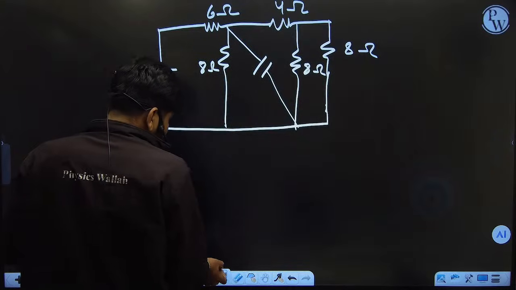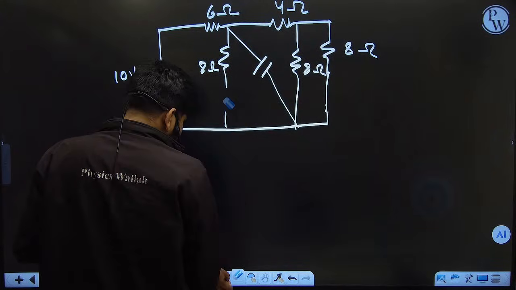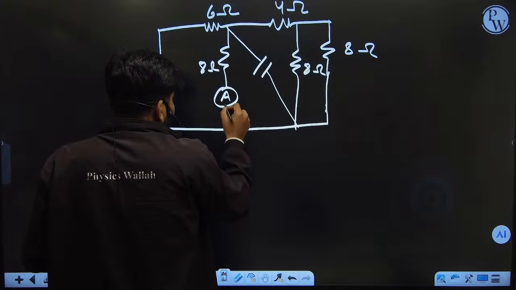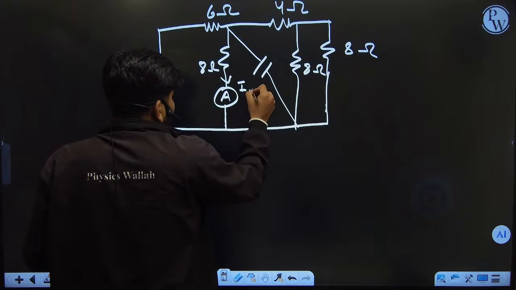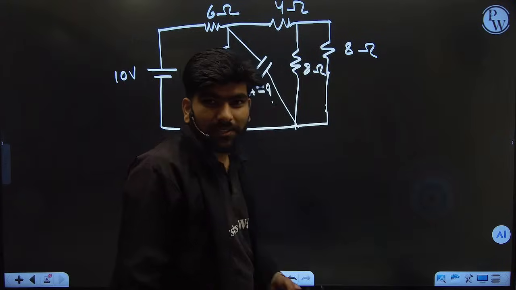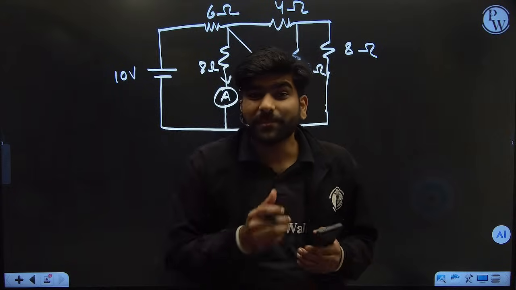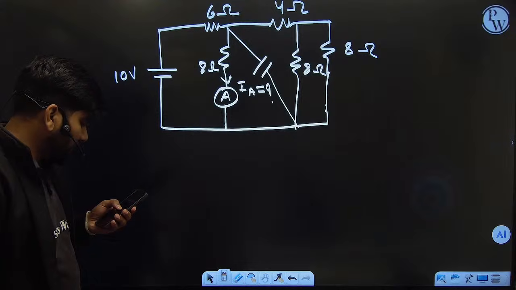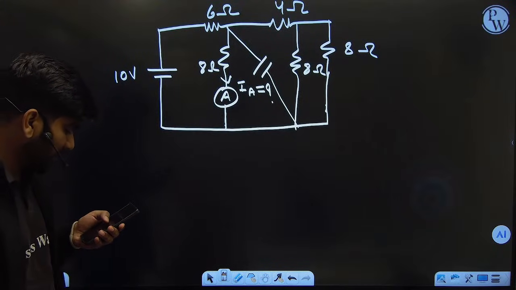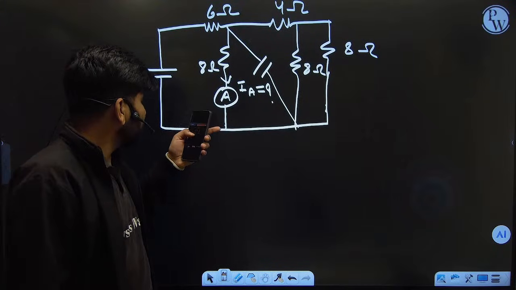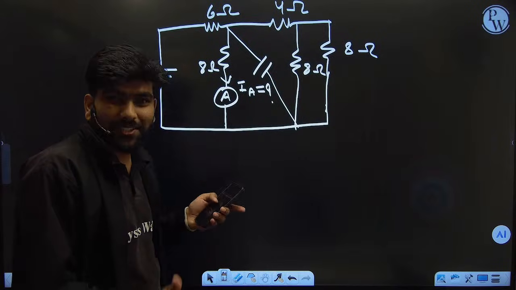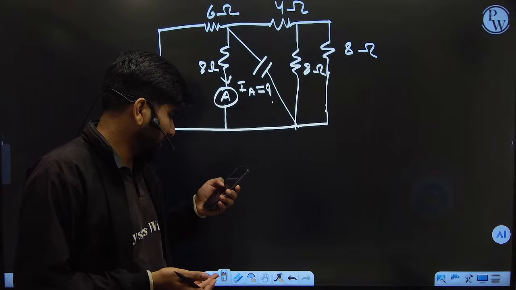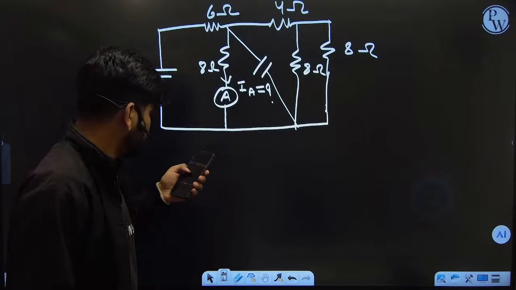Where is the ammeter? They have connected an ammeter here, and in steady state they are asking what is the current flowing through the ammeter. Okay, so find the current through the ammeter in ampere in the steady state. So that's the question. I am just cross-checking because I am not that good with the diagram. I'm just making sure everything is fine.